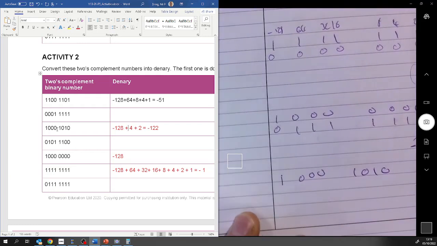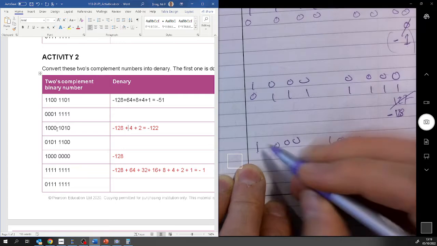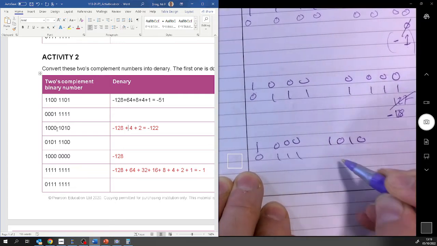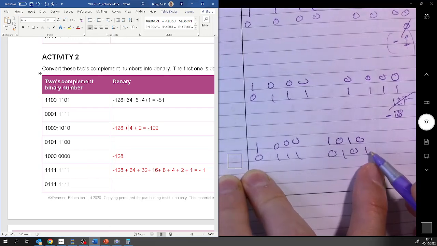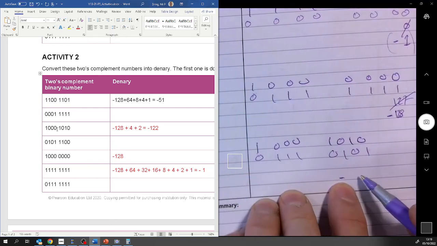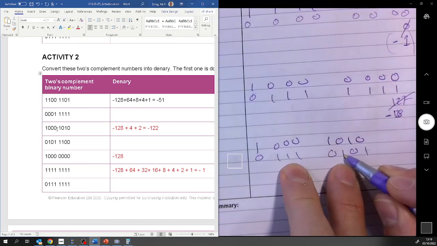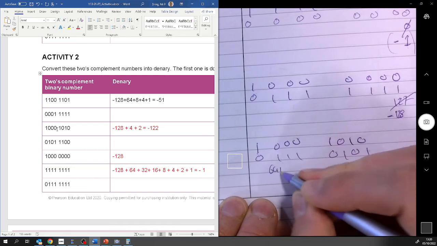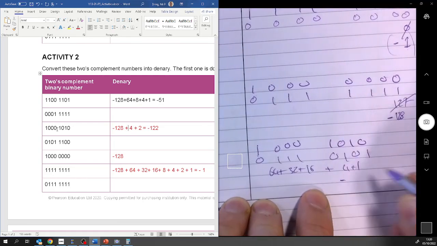10001010. Let's try. We know it's negative, so I'll invert the bits and add 1. 01110101. Work out what it is in denary. Add 1. Make sure it's negative. Okay, what is this? 1 plus 4 is 5. Let's write it out longhand. 64 plus 32 plus 16 plus 4 plus 1.